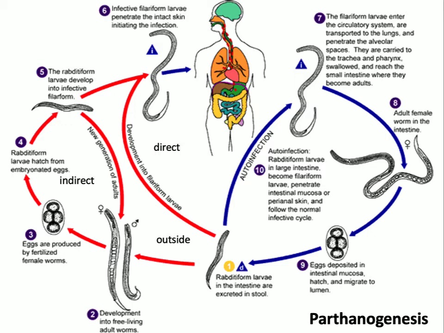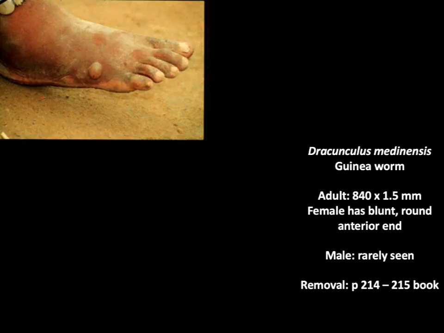So our last worm, you do not have to know the life cycle of, but I do want to talk about it. It's very interesting. It is Dracunculus medinensis, also known as the Guinea worm, and it is big and strange. It is very rare to see the male. The female has a very blunt, round anterior end. You will actually see the adult, and you can read about how it has to be removed.